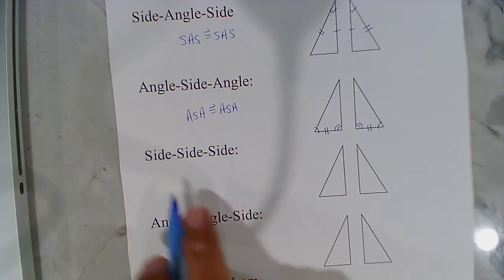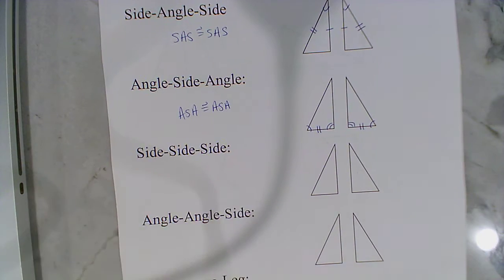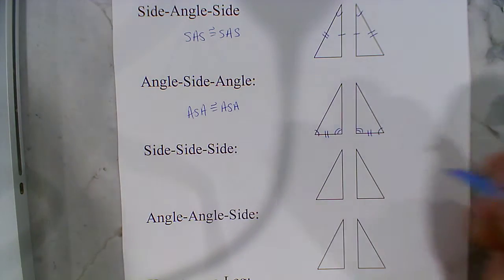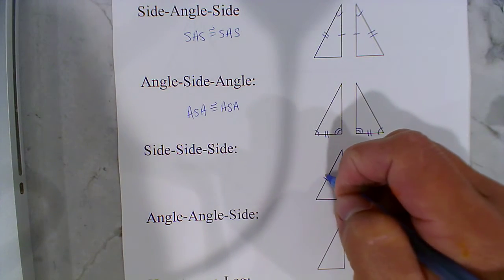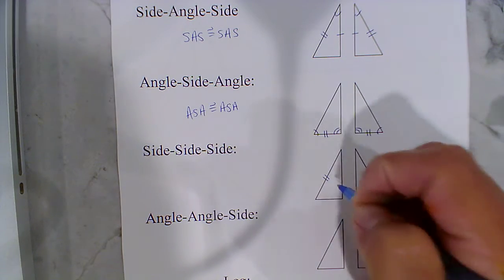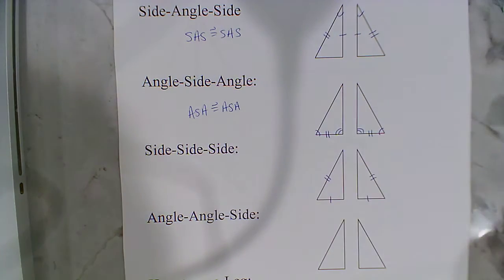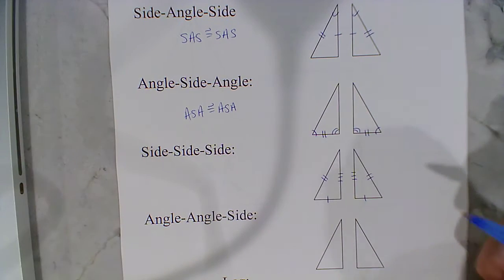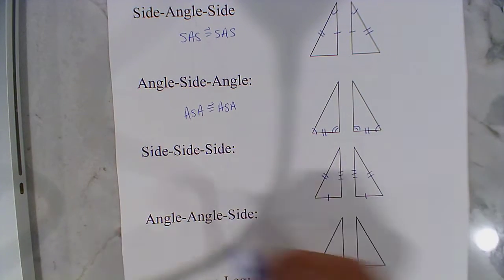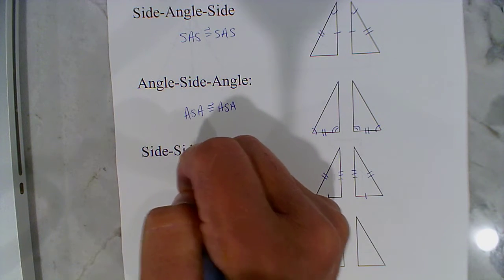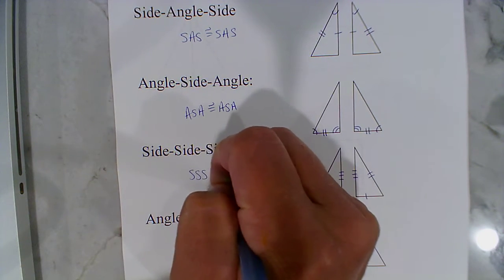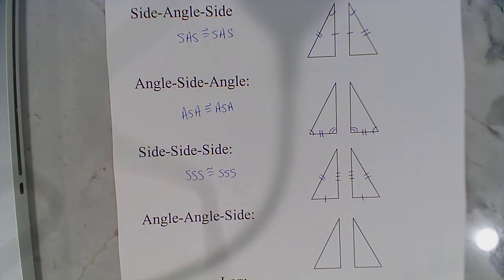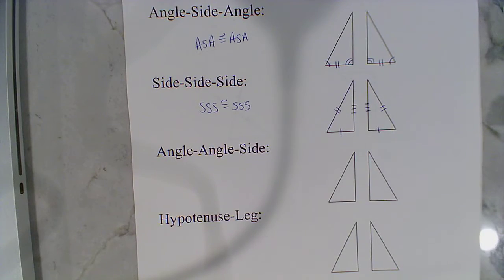All right, side, side, side. This is generally the easiest one to identify. So if I have these sides congruent, and these sides congruent, and these sides congruent, that's all 3 pairs of sides. Kids generally see that pretty easily. Side, side, side, congruent to side, side, side.